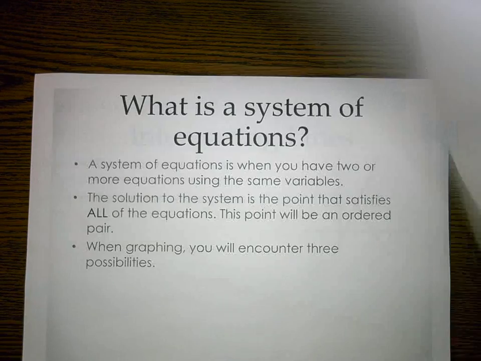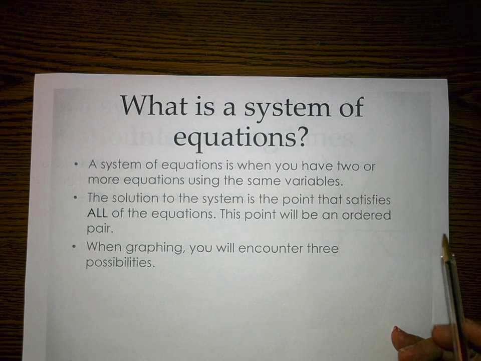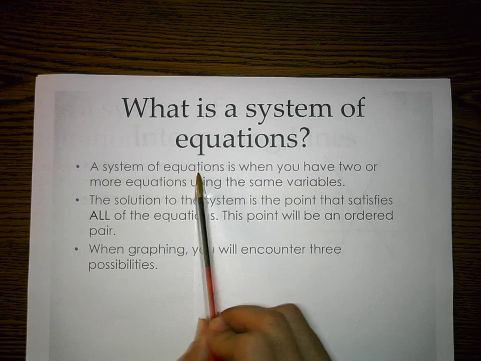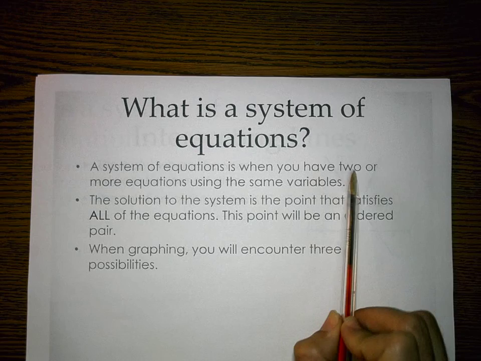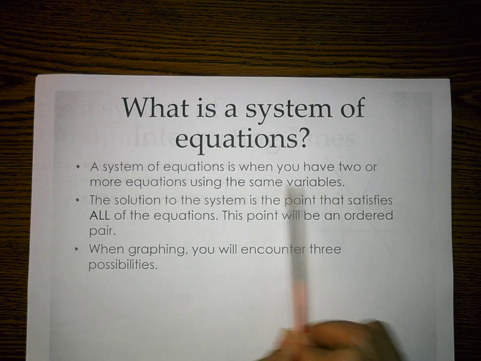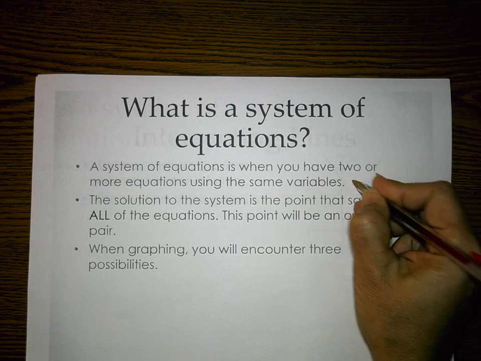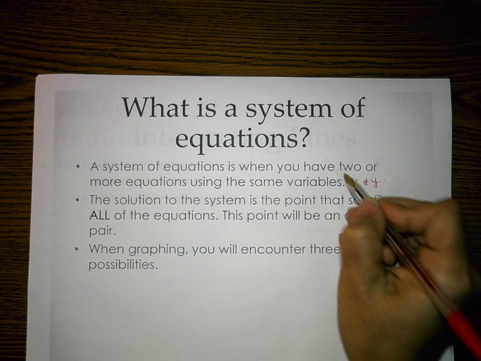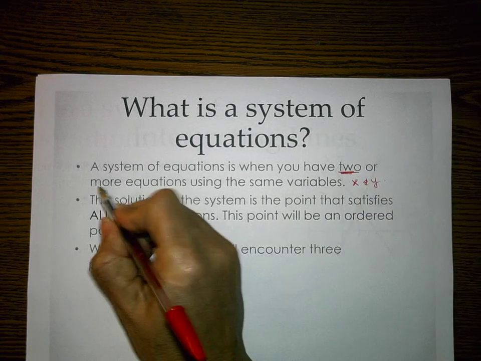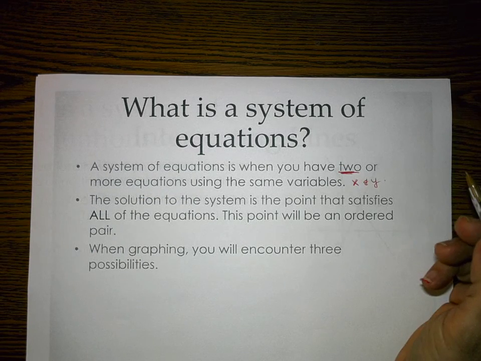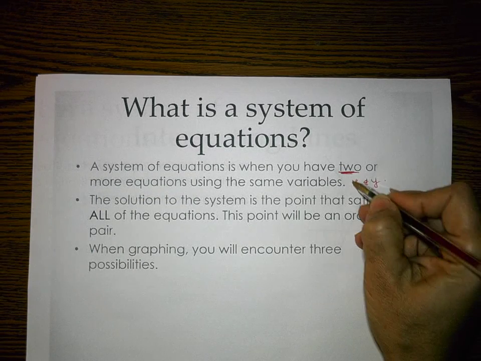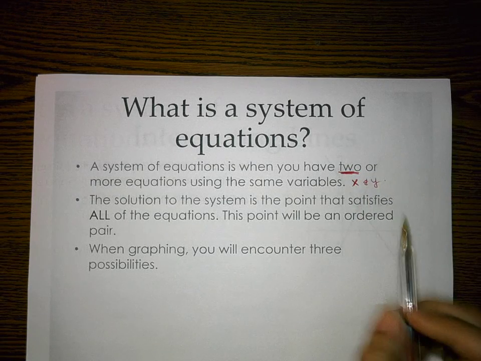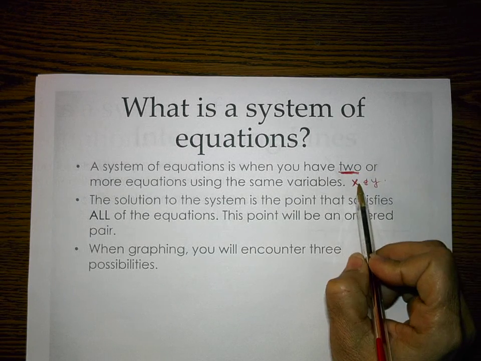So let's take a look over here at what a system of linear equations is. I gave you those notes in class. A system of equations, of linear equations especially, is when you have two or more equations using the same variables. The same variables most likely will be x and y. And for Math 1, we're only going to have 2 equations, okay? Sometimes you get 3 equations, but that's more advanced, maybe more of a challenge. But most of the time, we're only going to be dealing with 2 equations. And these are going to be linear equations that we're going to be graphing.